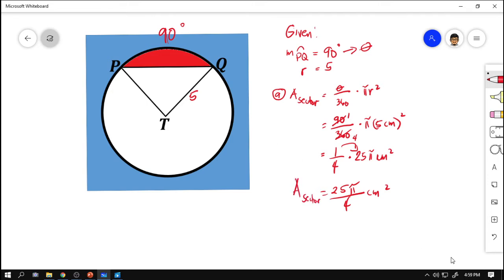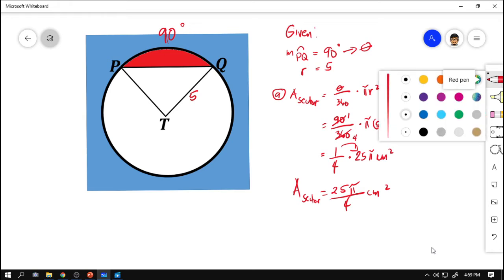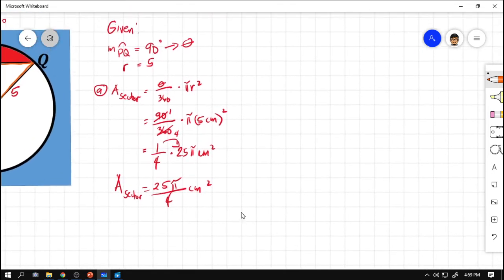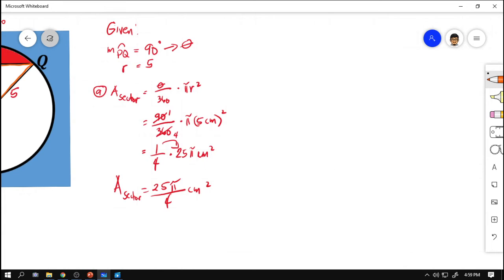Now here's the hardest part. We have to get the area of triangle PTQ. So hanapin natin yung area niyan. Okay? So second part na tayo. We need to find the area of the given triangle. You know that the area of a given triangle can be found using the formula 1/2 base times height.